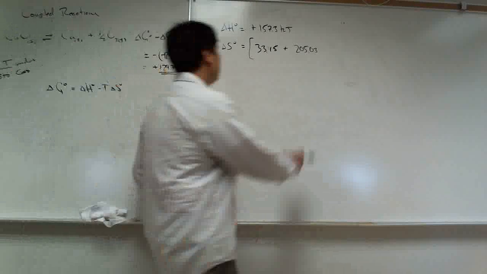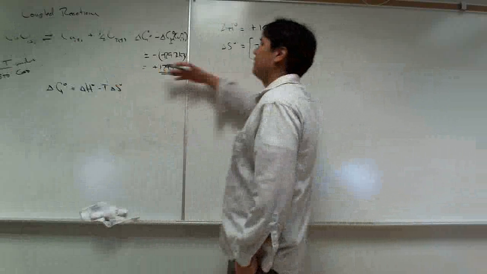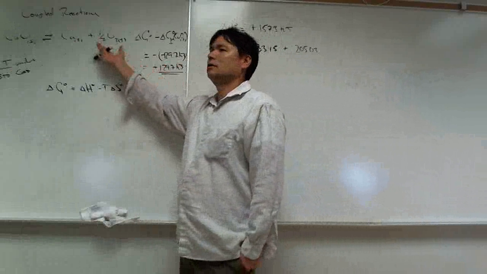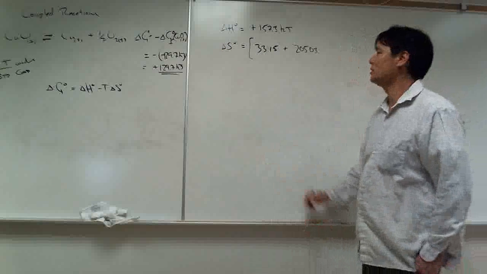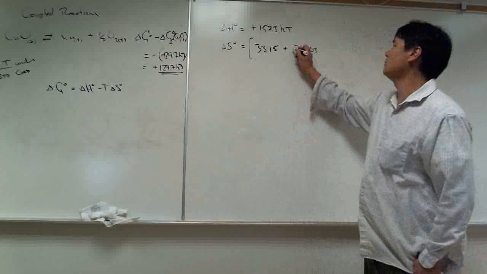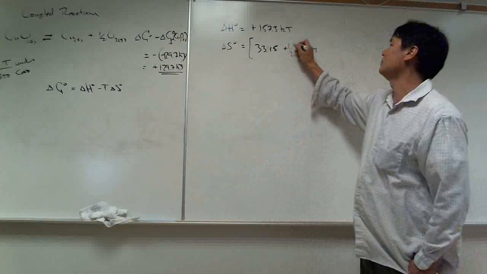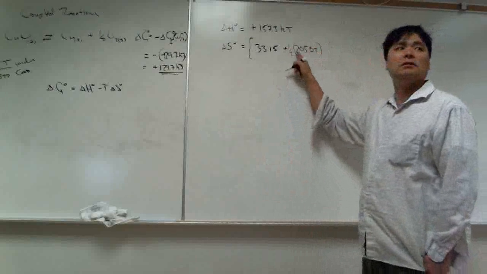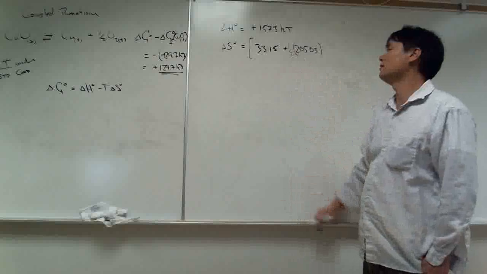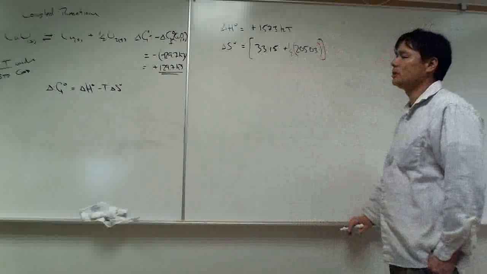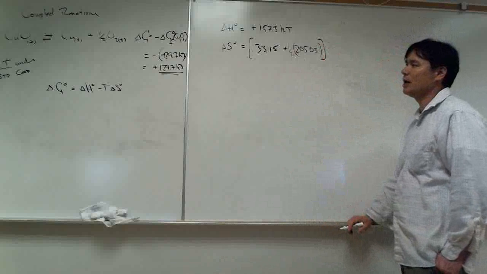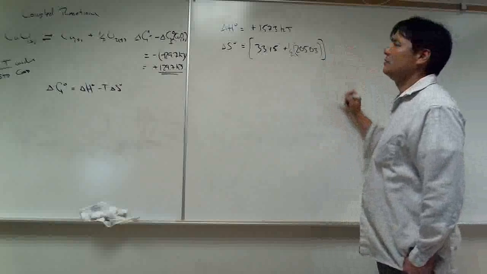Now, for positional entropy, that's going to depend. If we only have half a mole of O2 versus a full mole, a full mole is going to have a lot more positional entropy than a half mole. And so what we have to do is multiply this by half. Half as much entropy for half as much O2 gas. All right, minus the entropy of CuO.